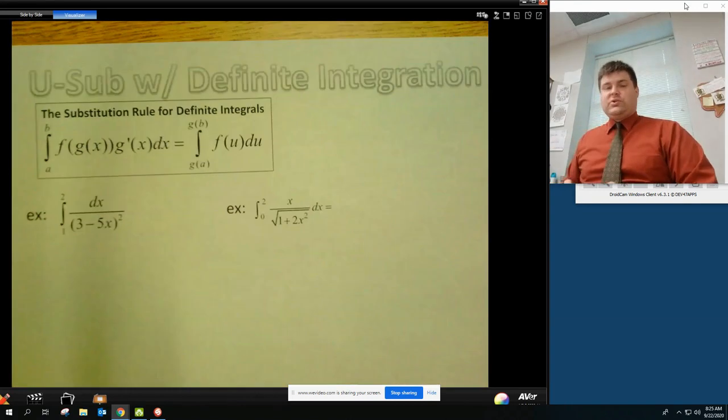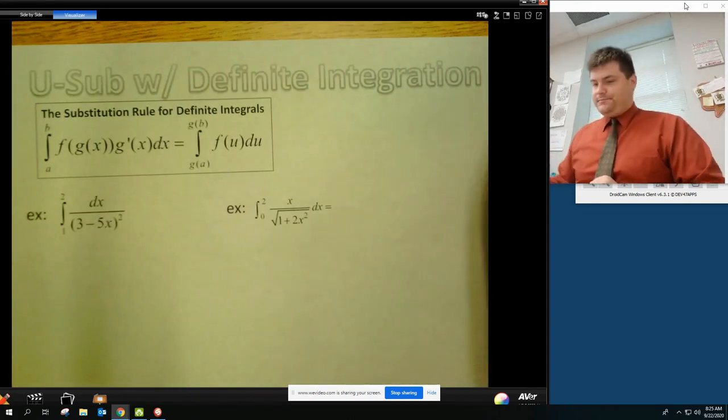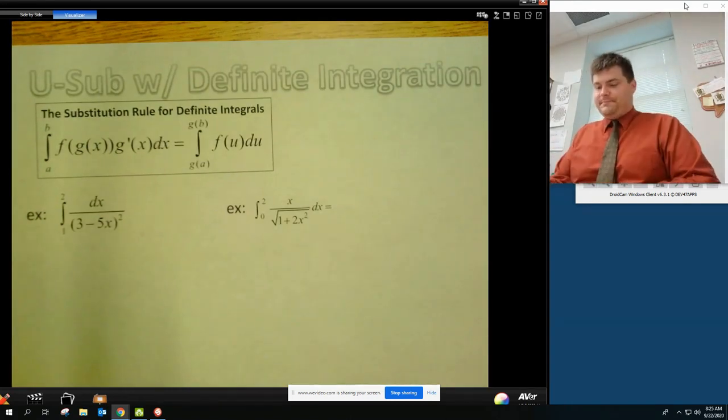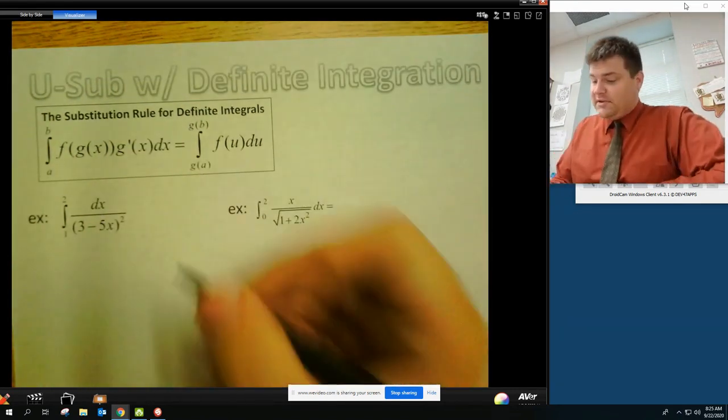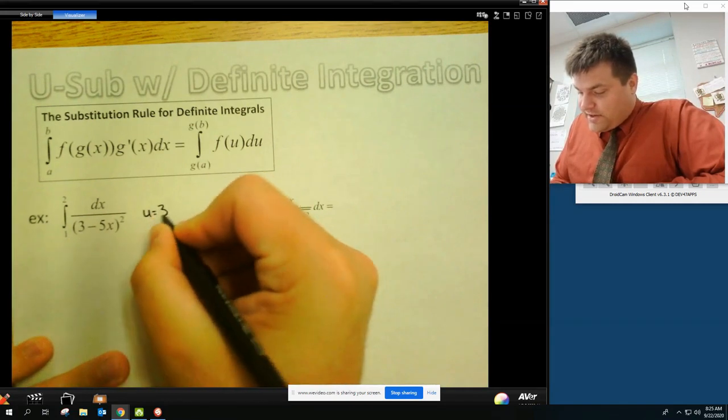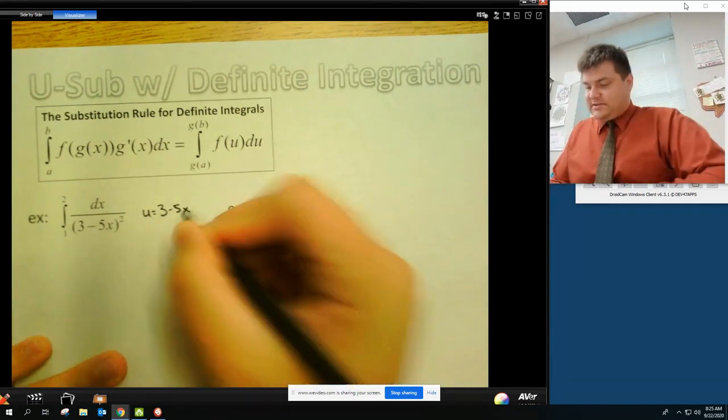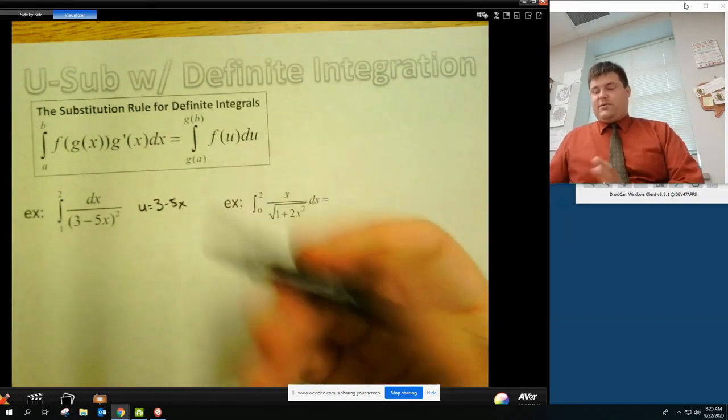So let's go ahead and look at numero uno. For this first example, if I'm trying to find the antiderivative, I can't unless I use u-sub. So I'm going to let u equal 3 minus 5x. I don't want to do the squared part because that's not going to work out for me.